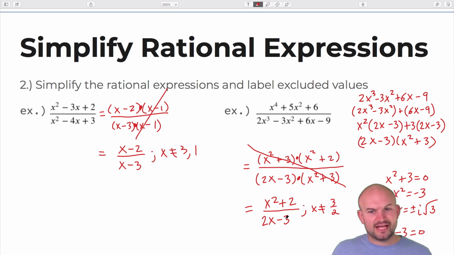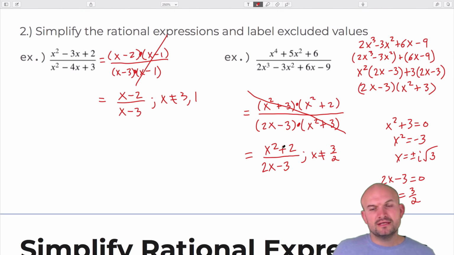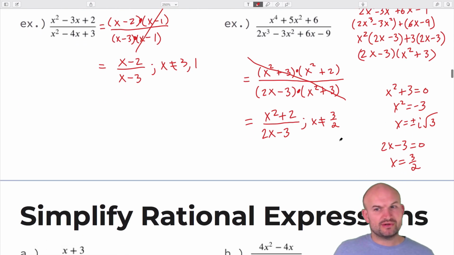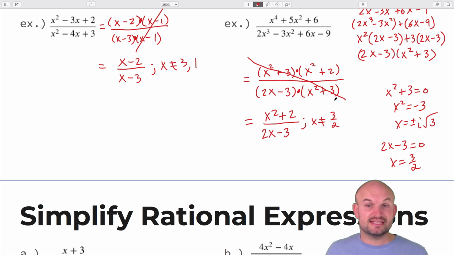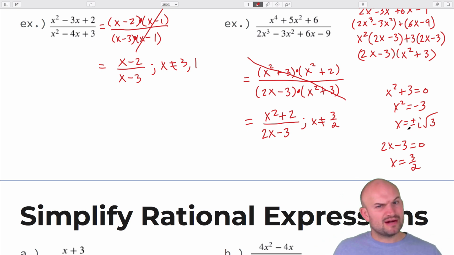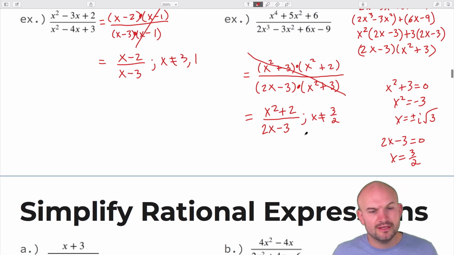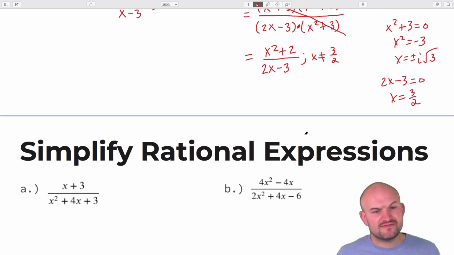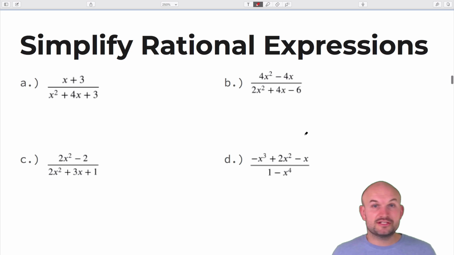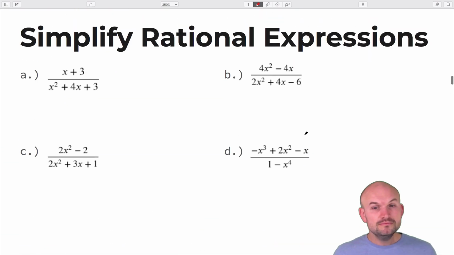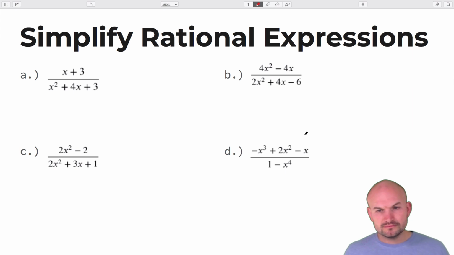Now this one's interesting. I only have one discontinuity here as our excluded value, which is 3/2. And the reason is because x squared plus 3, which is my other quantity in the denominator, gives me imaginary numbers. And we're not going to exclude imaginary numbers from there. We're only going to exclude real numbers that make our denominator equal to 0. So that's something we've already covered in this class in our polynomials unit. So now what I like to do is work through 4 more examples with you. These are ones that I gave through my class, and now we can work through these together.